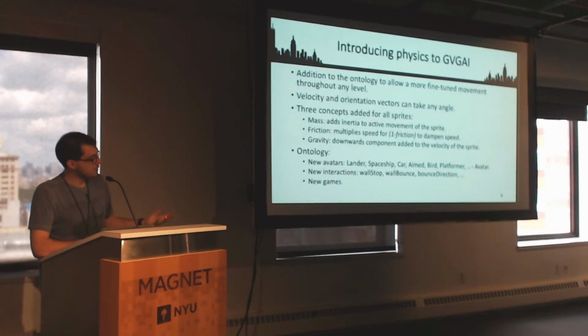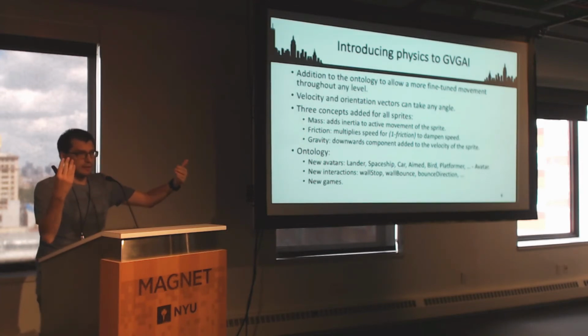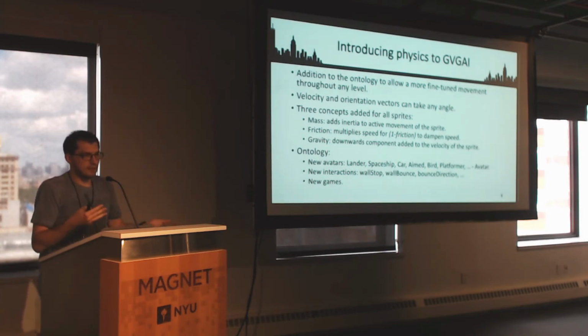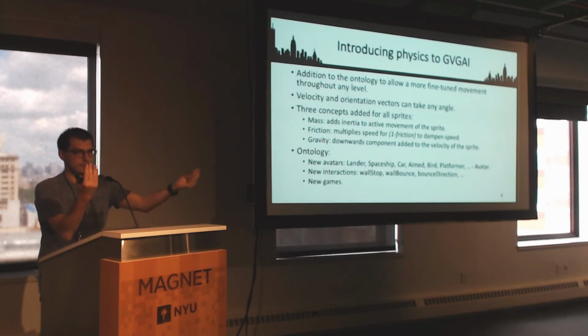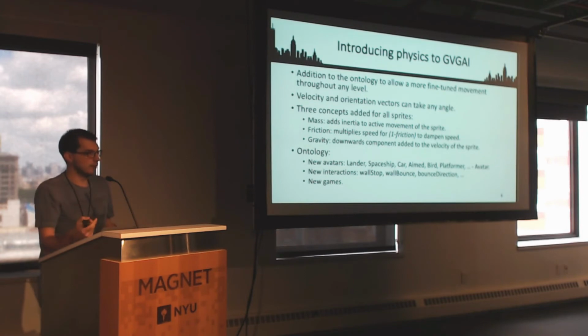Again, new interactions have been created for this, things like, for instance, wall bounce and bounce direction. So basically, when you had a sprite that was colliding horizontally with a wall, we could change the orientation; if it was colliding towards the right, it would just bounce back towards the left. With bounce direction, we can just use angle. So if you move diagonally, you can actually bounce in a more or less elastic way. And of course, new games.